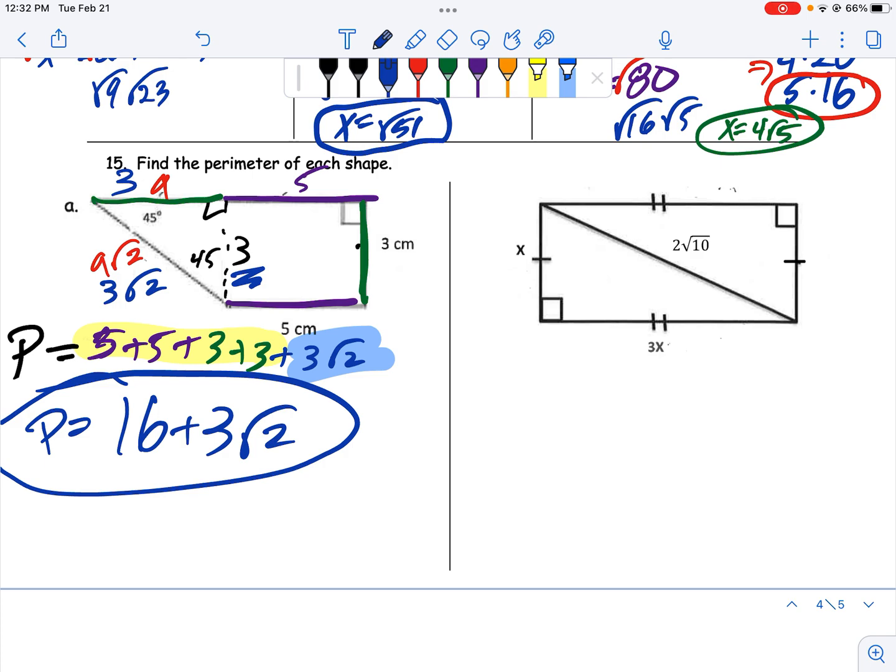All right, this one's a little bit tricky. I'm not gonna lie to you. So look at right here. We have a right triangle here, and that 2 root 10, since it is my hypotenuse, that's my C. So to set this one up, I would do a squared, which is x squared, plus b squared, which is 3x squared, equals 2 root 10 squared. Well, this just stays the same.